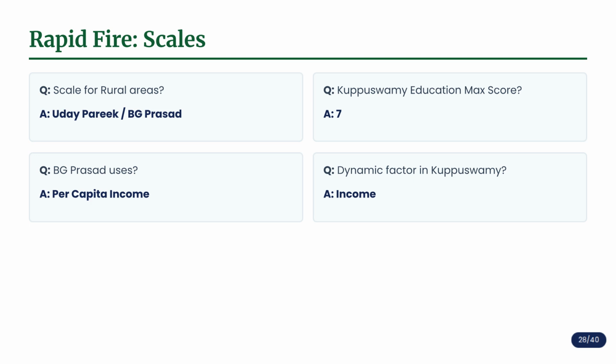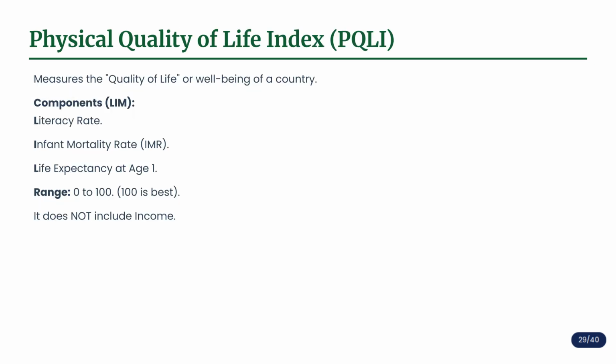A rapid review of scales shows that Udai Pareek or B.G. Prasad is suitable for rural areas. The maximum education score in Kuppuswamy is 7, and B.G. Prasad uses per capita income. The Physical Quality of Life Index, or PQLI, measures the well-being of a country. Its components are literacy rate, infant mortality rate, and life expectancy at age 1, ranging from 0 to 100.